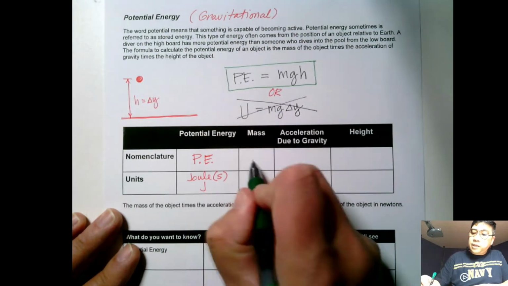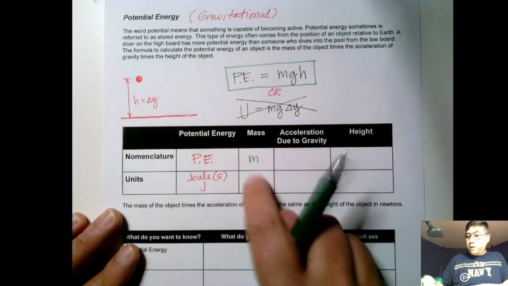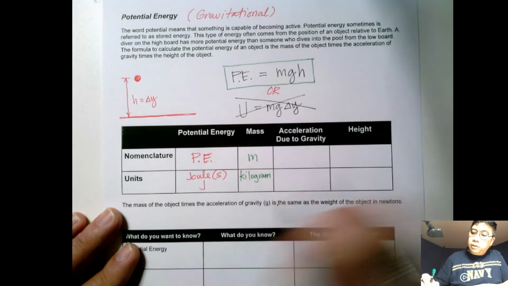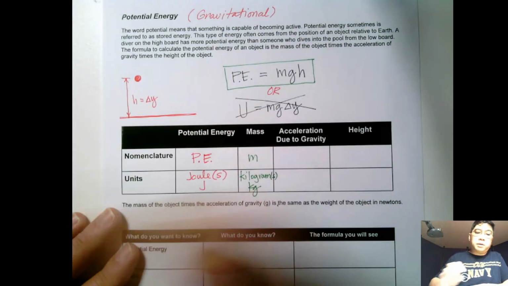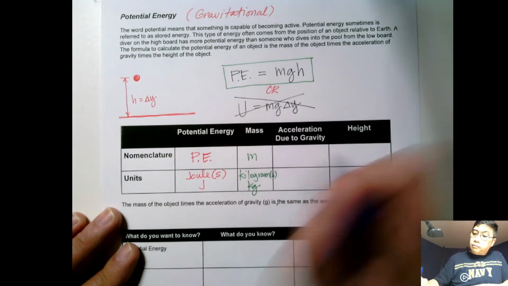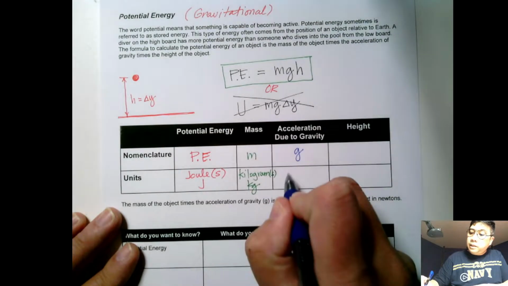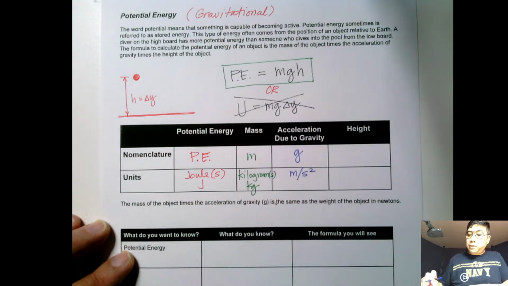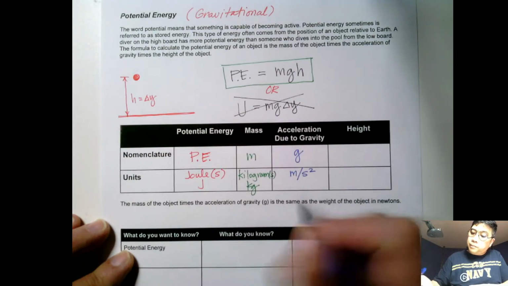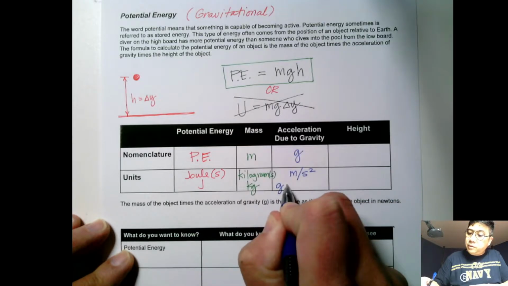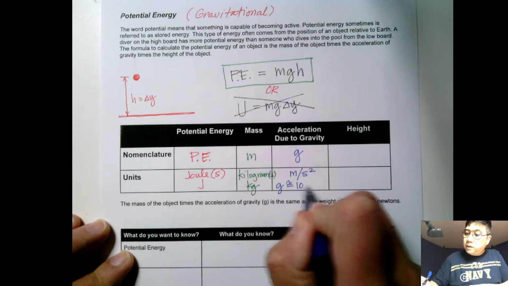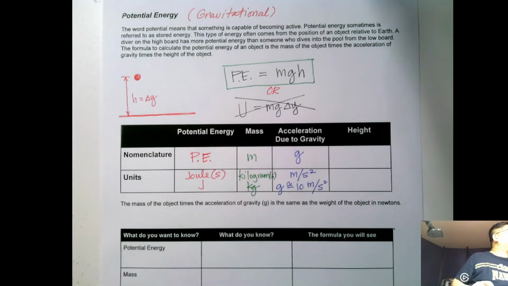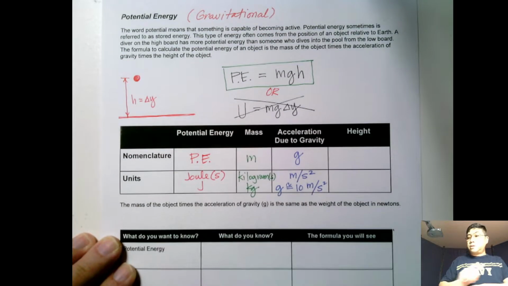Mass is represented by a lowercase m, not uppercase. The unit is kilograms, so that is kg. Now the acceleration due to gravity, which is letter g, is in meters per second squared. On the surface of the earth, the acceleration due to gravity is approximately 10 meters per second squared. This will be the value that we will be using. Instead of 9.8, we will be using 10 meters per second squared, rounded off.